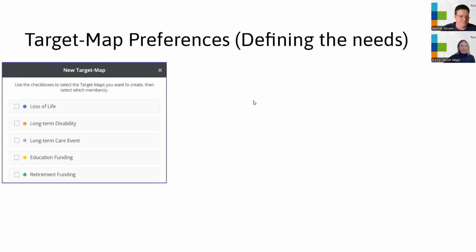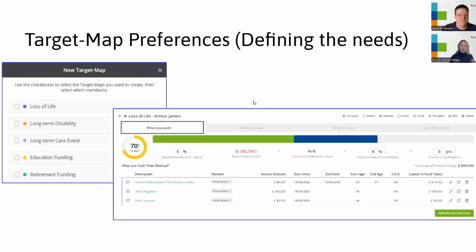When you create a target map, you'll know that the what you want section automatically populates based on certain default settings that have been added. So for example, in the event of death, the default setting is to look at how do we replace income in the event of someone's death for a period of time. Do we cover debts? Do we have some funding for final expenses? So those needs populate automatically.